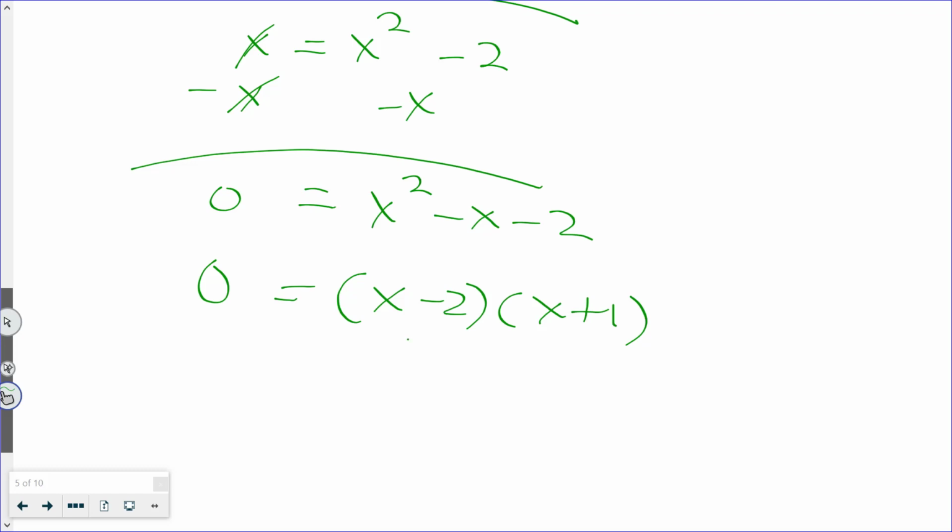So these are the factors. x minus 2, x plus 1 are the factors. That's not what your calculator gave you. Your calculator gave you plus 2, minus 1.